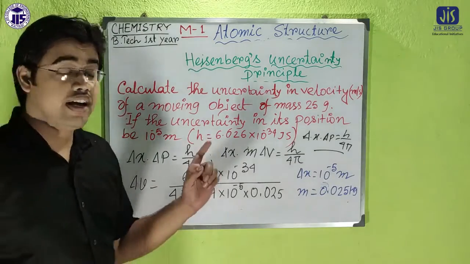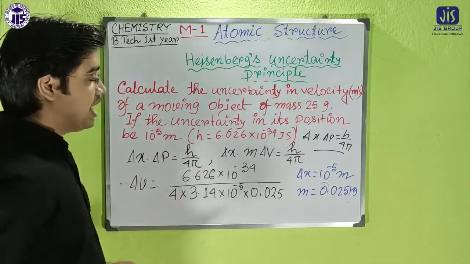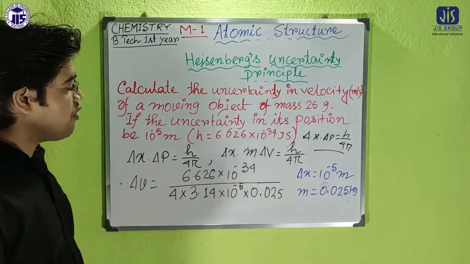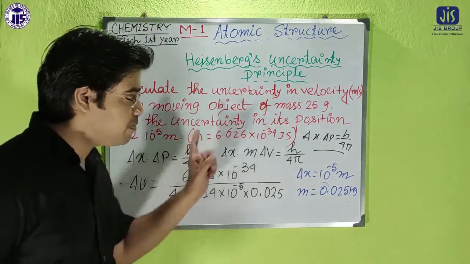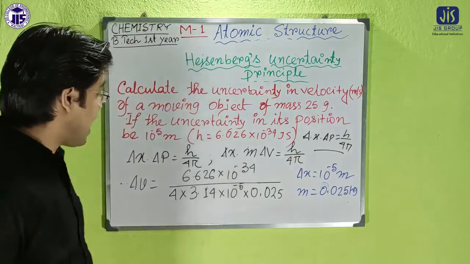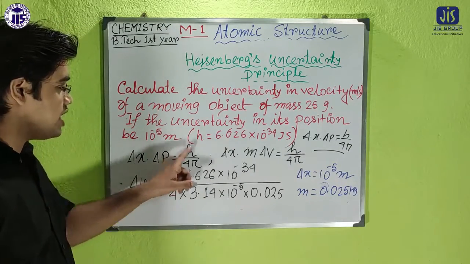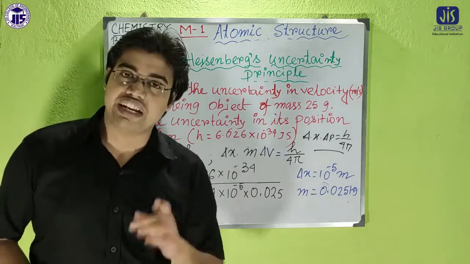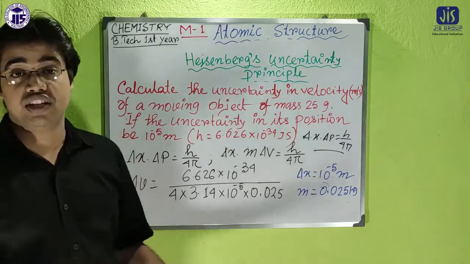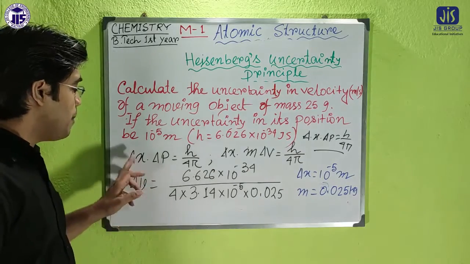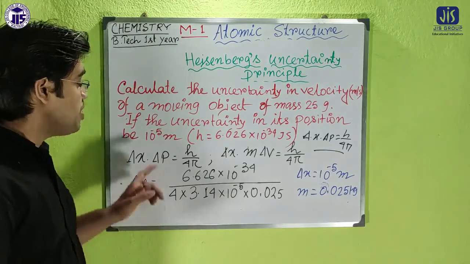Okay, so now this is the solution of the problem. I am explaining how you can solve it. First of all, the problem depends on the Heisenberg uncertainty principle. According to it, del x into del p equals h by 4 pi, where del x is the uncertainty in determining the position, and del p is the uncertainty in the determination of the momentum.